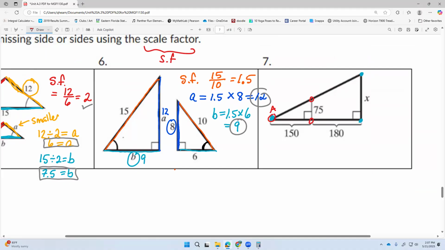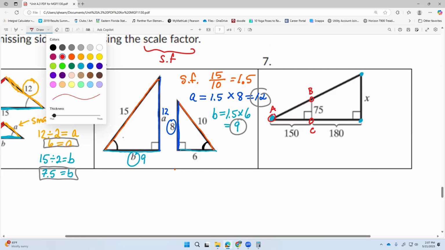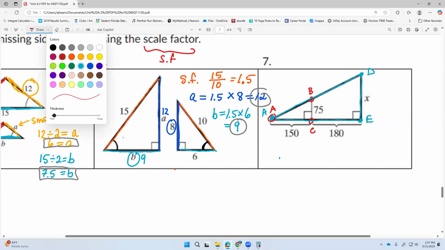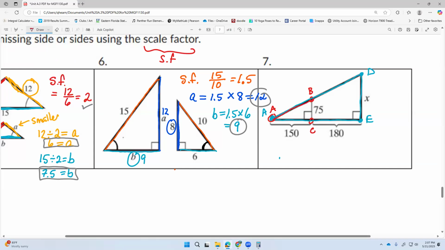So let's call the smaller triangle A, B, C. And we'll have our larger triangle, it's still going to be A, but we'll call this D and E. All right. So the big triangle is going to be ADE, and the smaller triangle is going to be ABC. But let's draw them separately so it's not so confusing.